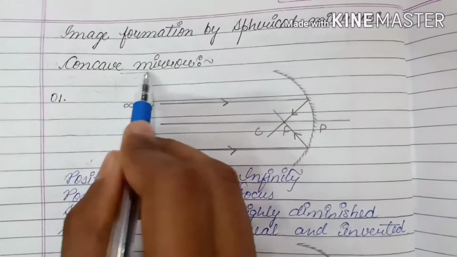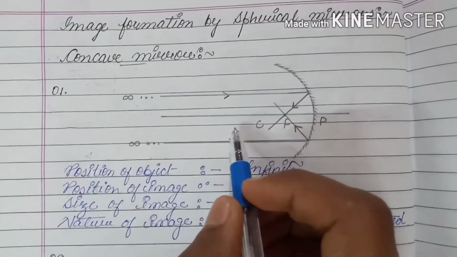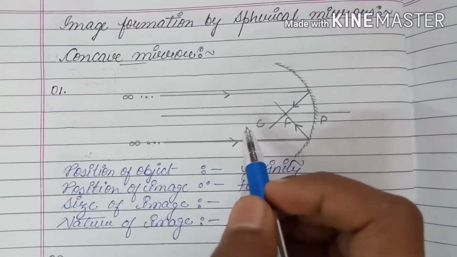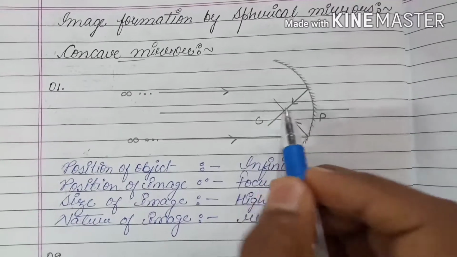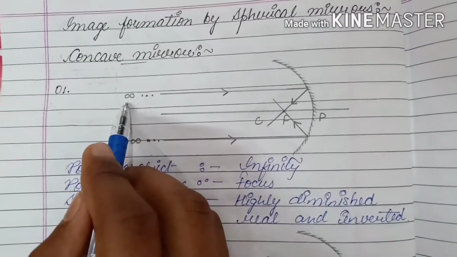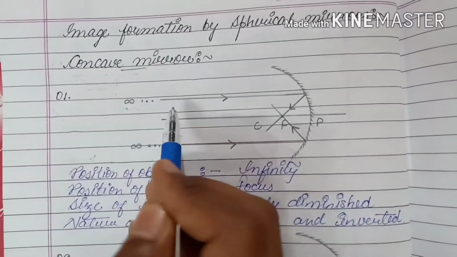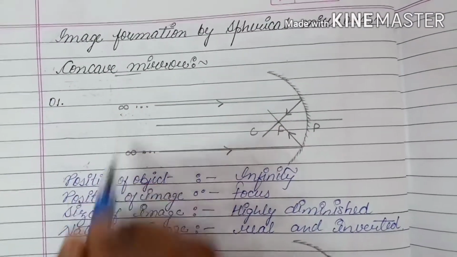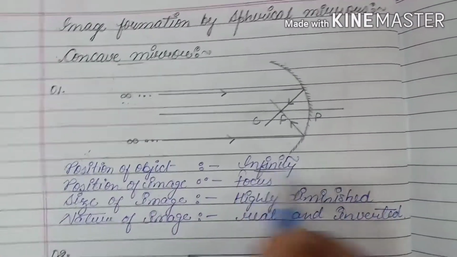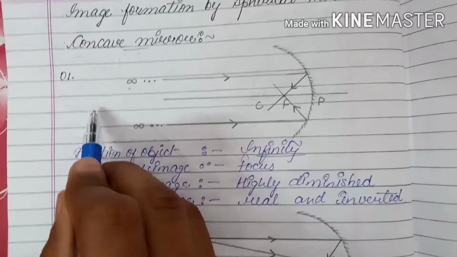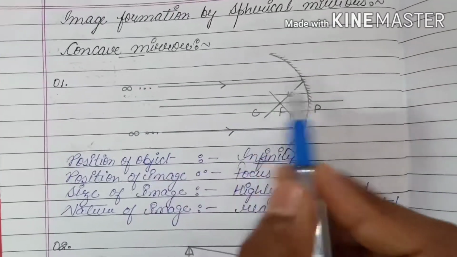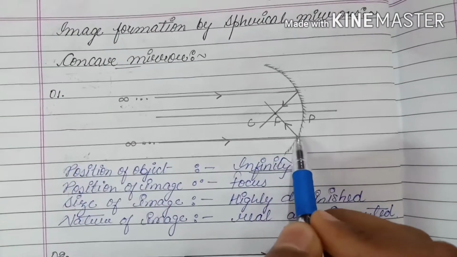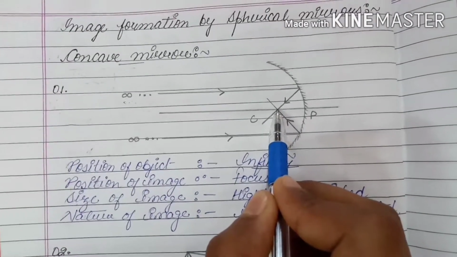For concave mirror, there are six image formation diagrams, or we can say six ray diagrams for image formation. We will keep the object first at infinity, and then move further towards the pole of the mirror. In case 1, I have written position of object: infinity. Two parallel rays are coming, so they will pass through the focus, and where these two rays meet, there will be the image formation.